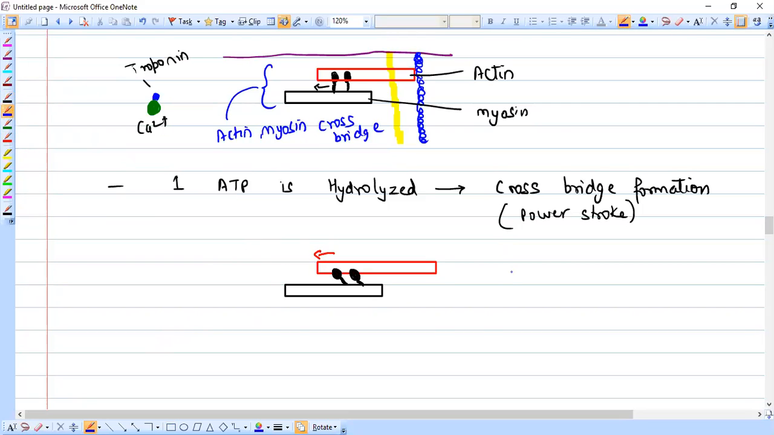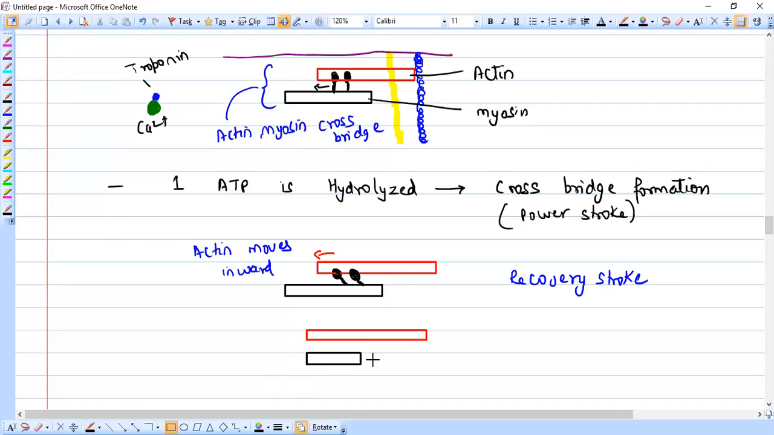So it will go for another step, called the recovery stroke. What will happen in the recovery stroke? Because of the power stroke, the actin moves inward, but once the power stroke is done, the head will be removed. So the myosin head moves back. How will it appear? With respect to structure, there is a recovery stroke. So let us take this and this. When you look at the position, you will understand.